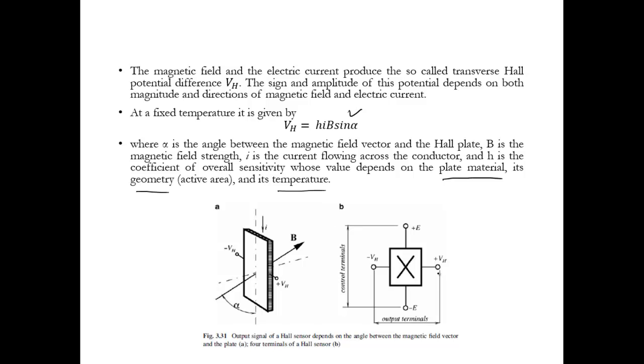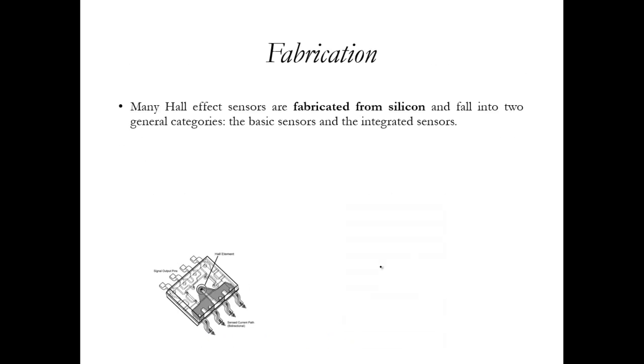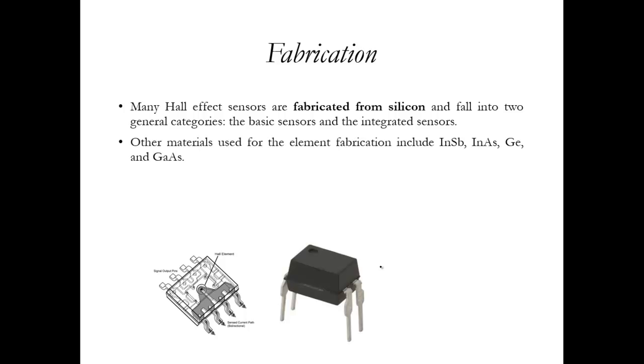So these are the typical terminals of a Hall effect sensor. We have two ends of the Hall element connected to a DC voltage supply, and two ends are terminals taken as outputs, where we take this Hall voltage as an output. Now they could be fabricated at a macro level also, but generally nowadays we do them at a micro level. We fabricate them using silicon, because silicon is a semiconductor. Two types are there: basic sensors and integrated sensors.